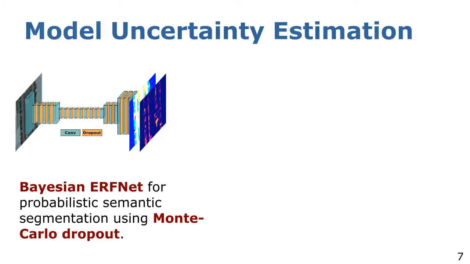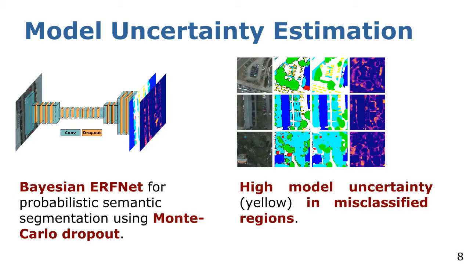To achieve this goal, we propose a lightweight neural network based on the ERFnet architecture able to estimate the model uncertainty. Input to our network is an RGB image and outputs are semantic labels and model uncertainties. Our Bayesian ERFnet uses Monte Carlo dropout to approximate the posterior distribution over its model parameters in a computationally tractable way.